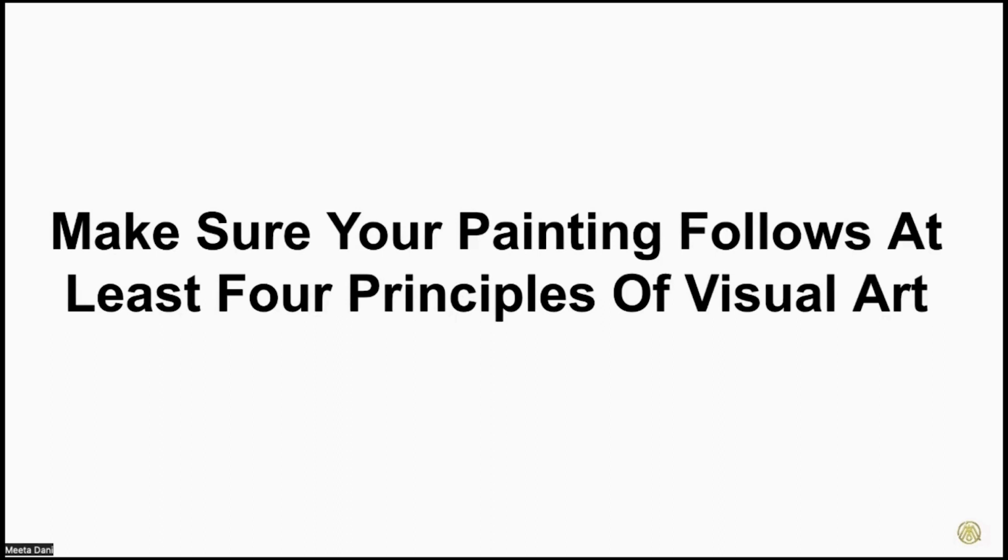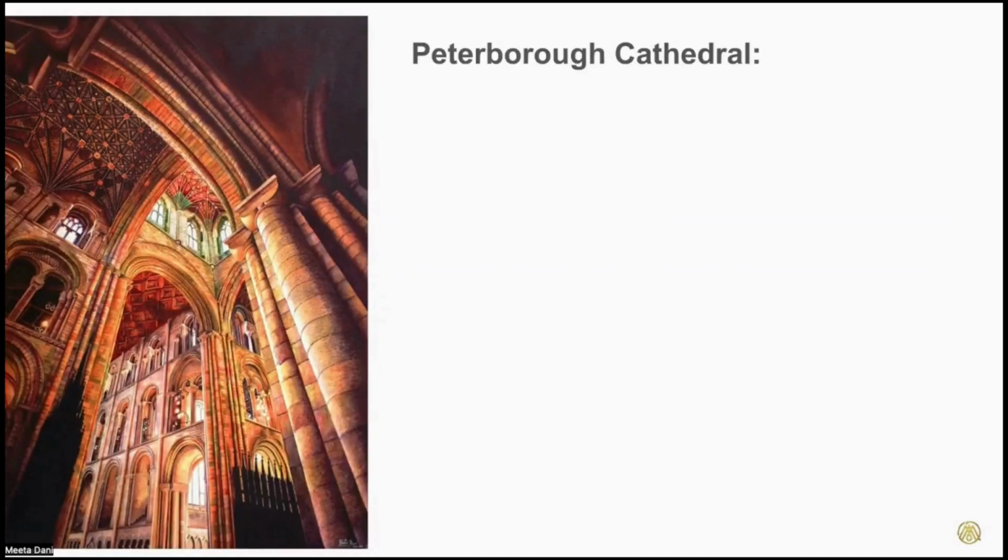Now, if you incorporate at least 4 principles of visual art in your painting, in that case, your painting will stand out. And if you incorporate 6 or more principles of visual art, the people will stop scrolling and will praise your painting, will add a comment to your painting, and your painting will really, really become impressive, right? As a rule of thumb, I never create a painting with less than 6 principles of visual art. For example, this is my painting Peterworks Cathedral. And in this painting, I have incorporated the following principles of visual art.